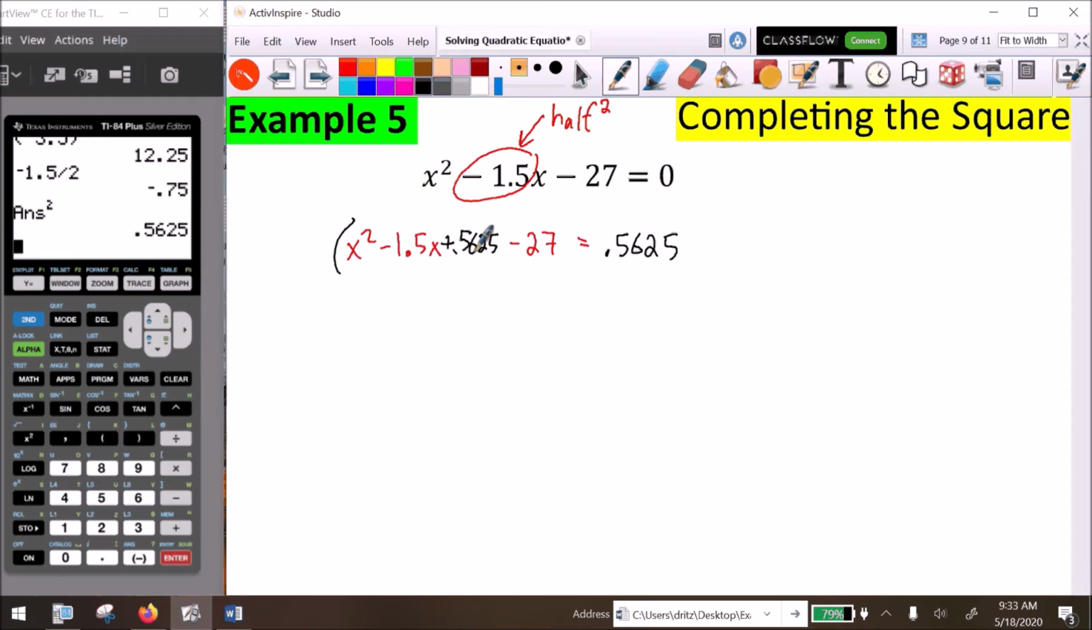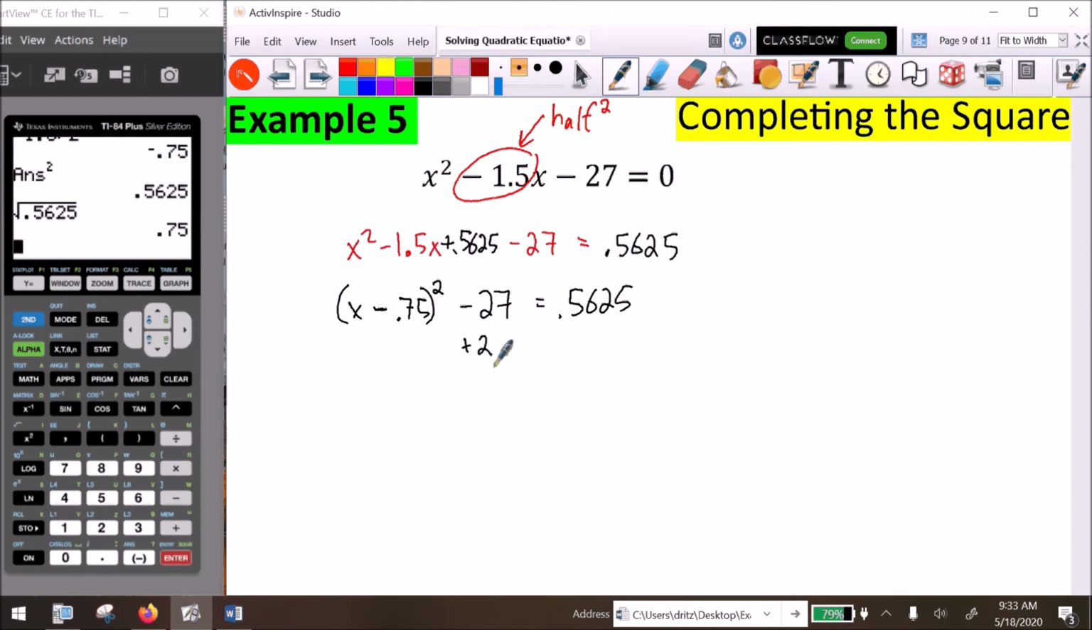And now we've created what's called a perfect square trinomial. Those first three are a perfect square trinomial. And that can be factored by doing the square root of the first term. Square root of x squared is x. The square root of that third term, 0.5625, which is 0.75. And separating it with whatever sign is in the middle there. There's a minus in the middle. Squared. All right, now let's move this minus 27 onto the other side by adding it on both sides.